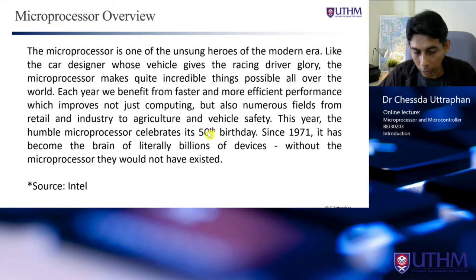This year, in 2021, the humble microprocessor celebrates its 50th birthday. Yeah, 50 years already since 1971, the first microprocessor was introduced. It has become the brain of literally billions of devices. Without the microprocessor, they would not exist. This is correct. So without microprocessor, you will not have computer today. Without microprocessor, you will not have internet. You will not have Google Meet today.